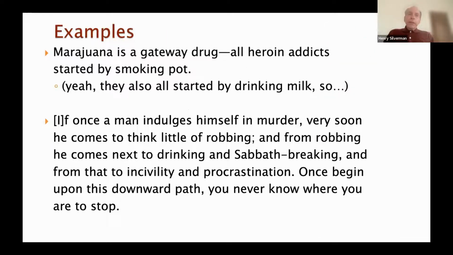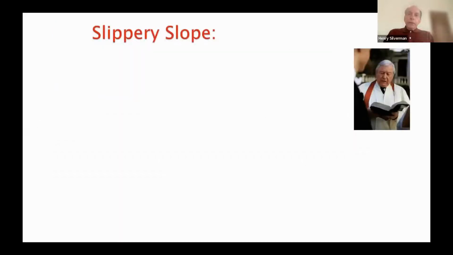So, example, marijuana is a gateway drug. All heroin addicts started by smoking pot. So essentially, if you do A, smoking marijuana, you're going to become a heroin addict. So again, that's a way to convince people not to legalize marijuana. Slippery slope.